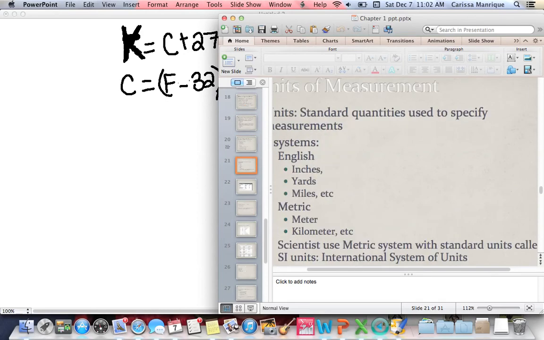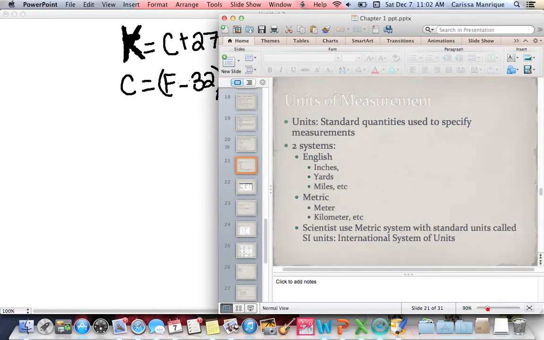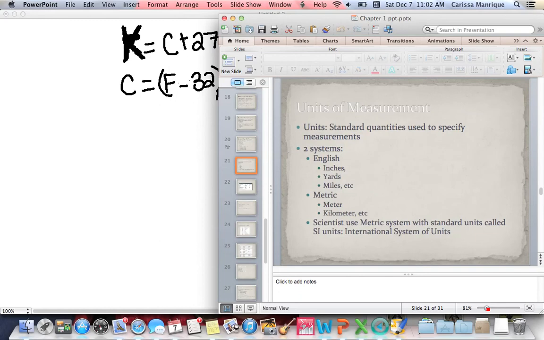Okay, today we're going to learn about units of measurement. We're familiar with these. These are just a standard quantity to say what unit we're using. So we have inches, yards, and miles. This would be the English system. There's also like pounds and cups.